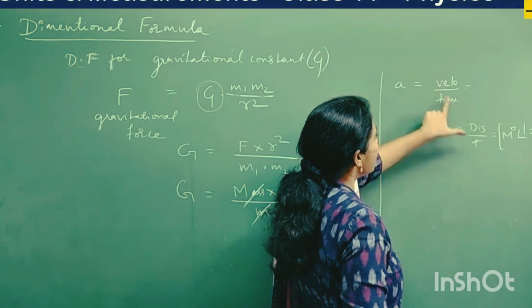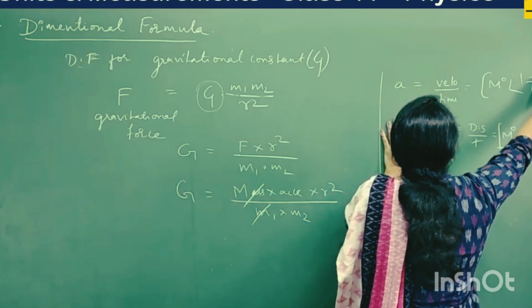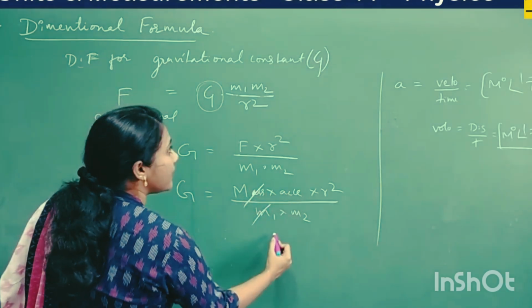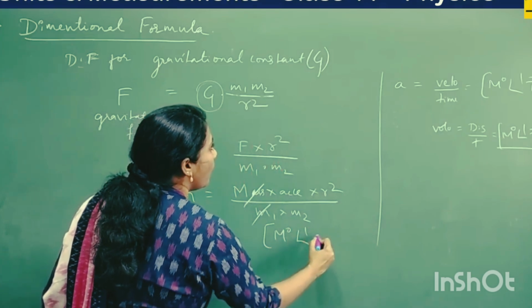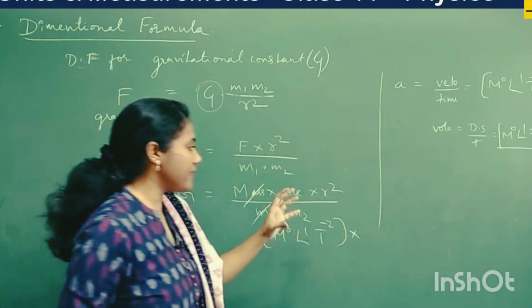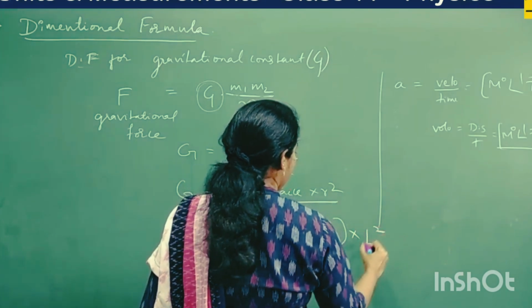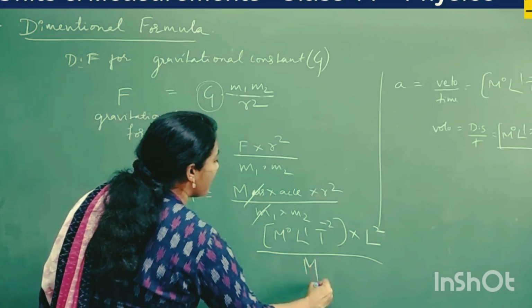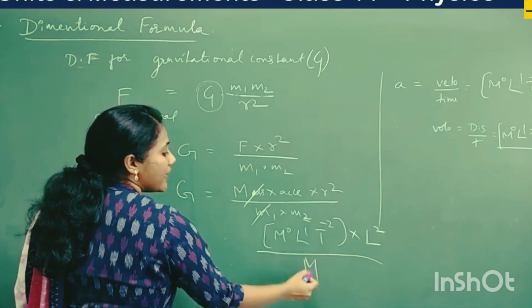So acceleration's dimension is M to the power 0 L to the power 1 T to the power minus 2, right? Say that's what you will write here. Acceleration dimension, just now we have derived there, M0 L1 T minus 2, into R square. R is what? It's like a radius, again like length only, right? So L square, divided by mass. Mass is nothing but M, right? One mass and one mass got cancelled. So only one mass, M, is there.